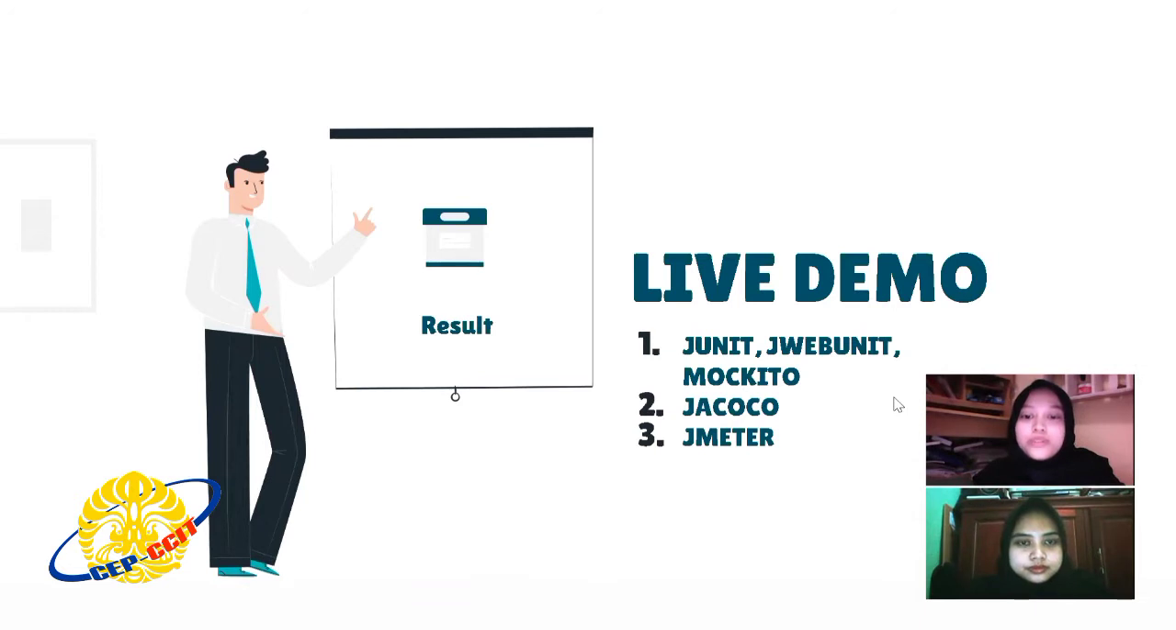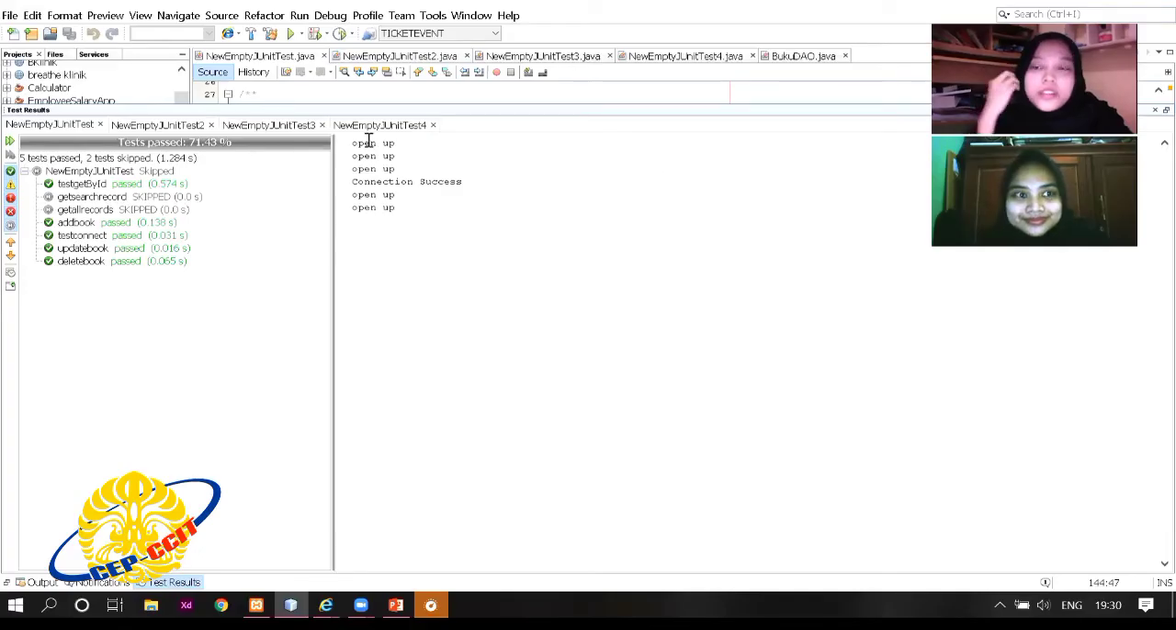Here we want to show you our results of JUnit, JWebUnit, and the coverage tool, and JMeter. Stay tuned. Okay, so this is the result of our JUnit. The first is a new empty JUnit test for the DAO. The first is test get by ID, and this is get search record and get all records that are skipped because I declared them ignored in the code. And then add book, test connect, update book and delete book tests.